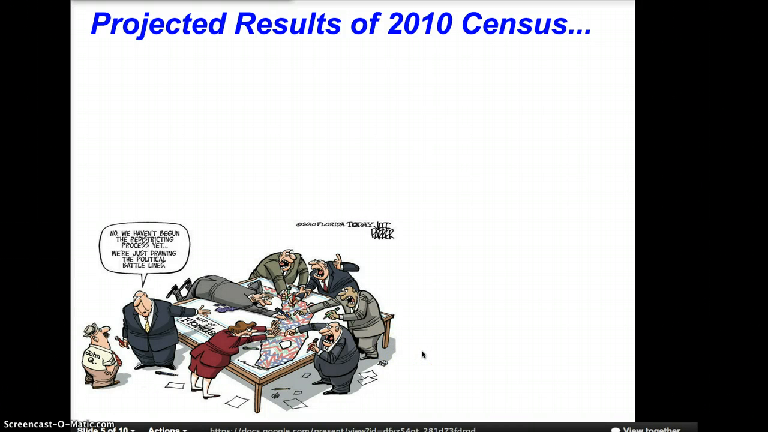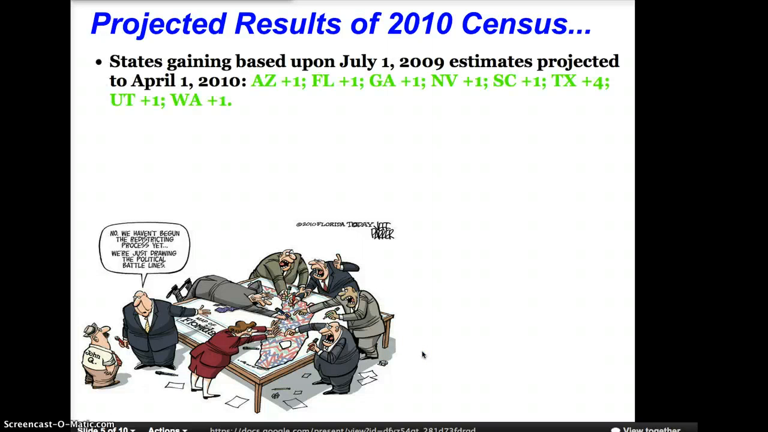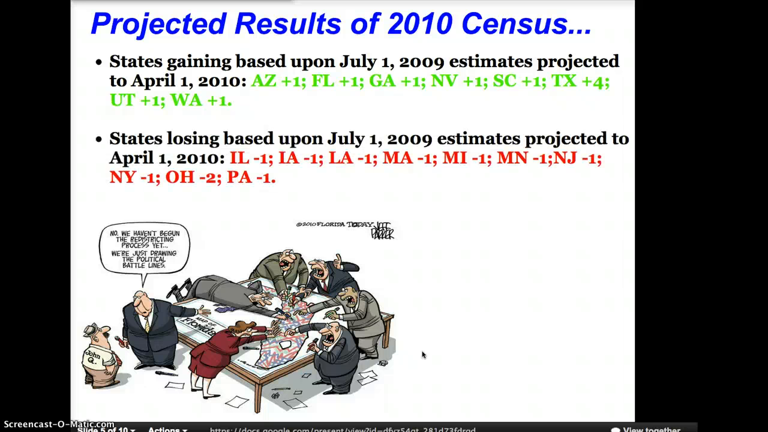As we were getting ready to collect the data from the 2010 census, it was projected that Arizona, Florida, Georgia, Nevada, and South Carolina would all gain 1. Texas was slated to gain 4. Utah was expected to gain 1, as was Washington State. You can see the states that were expected to lose representation here in red.